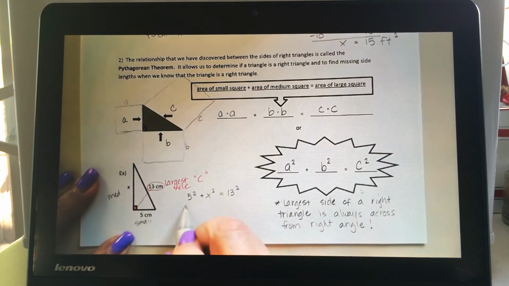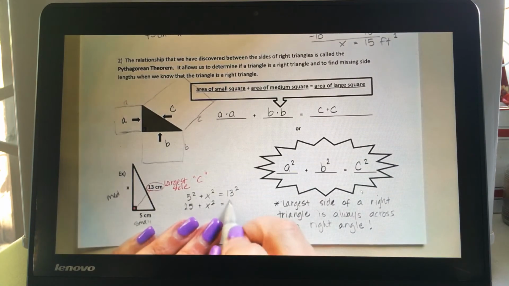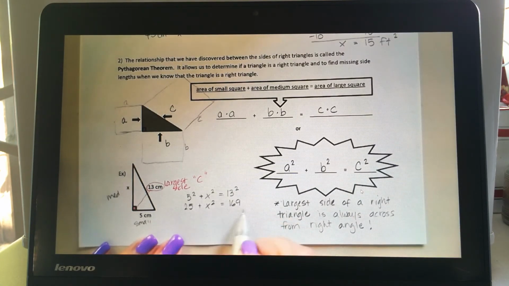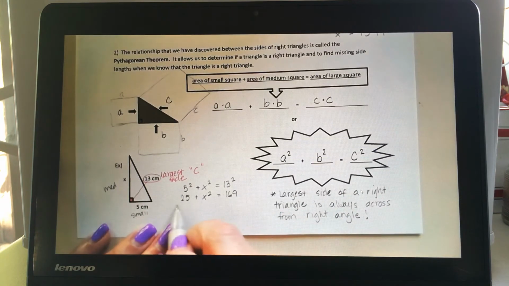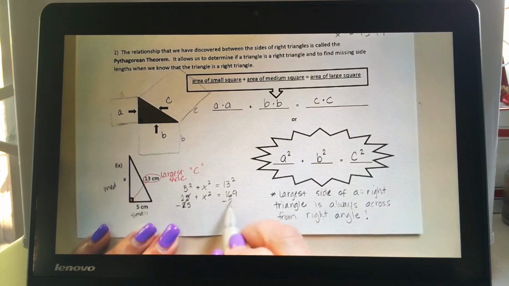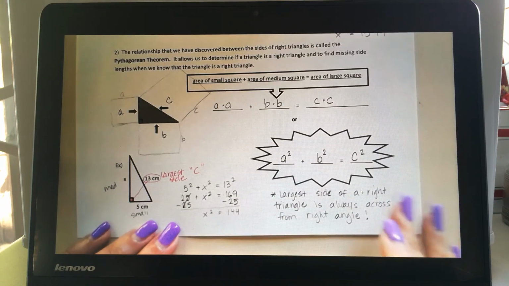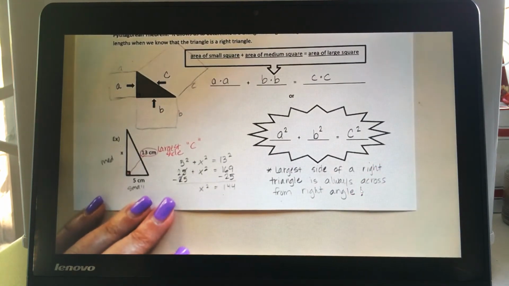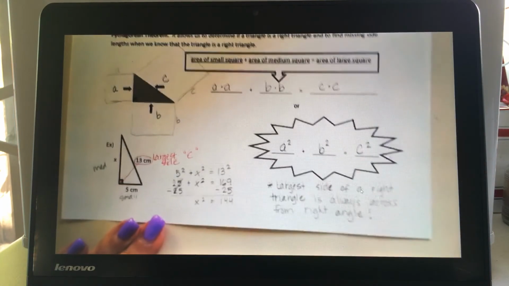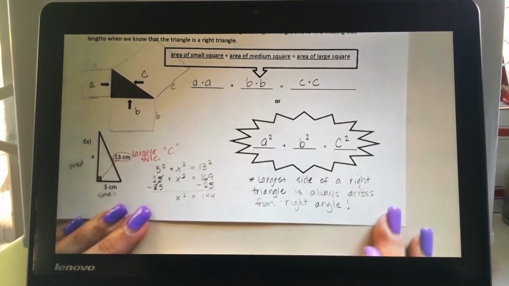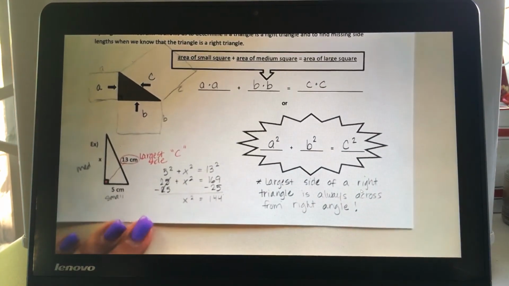5 squared is 25. X squared will leave. 13 squared, you can pull out your chart from the notes that we did last week. That's 169. To solve this equation, we'll use opposite operations. Subtract 25 from both sides. And that's going to give us x squared equals 144. And then again, from last week when we were working with our exponent rules and our radicals, we know that to undo something that is squared, we're going to go ahead and do the opposite operation, which is square root.